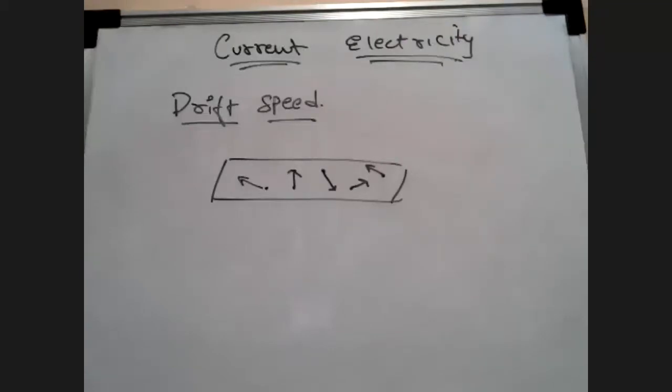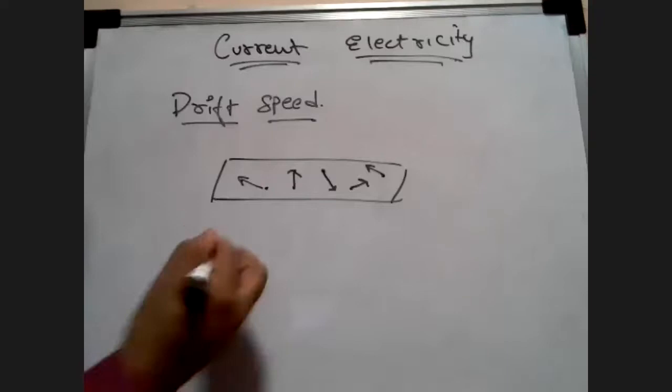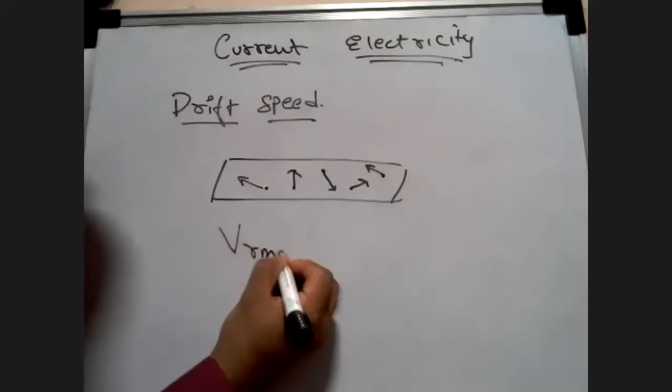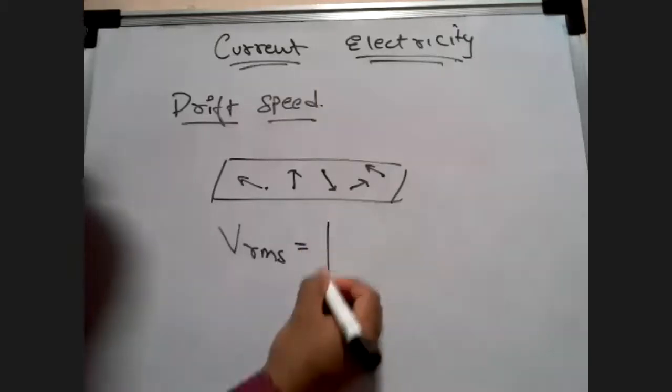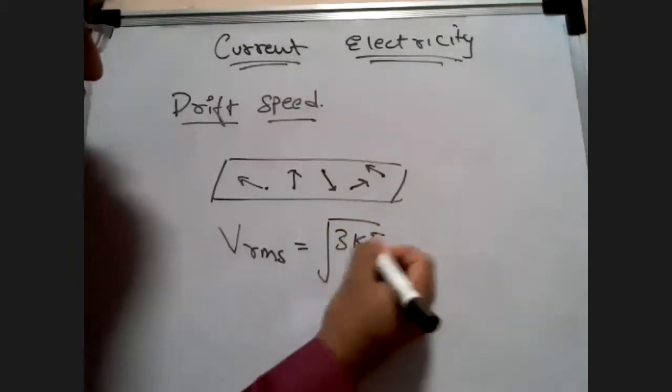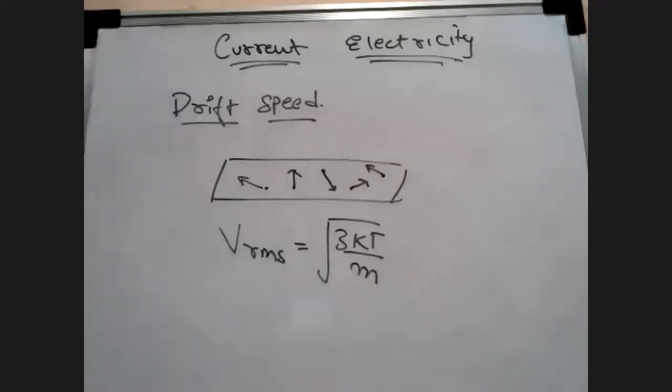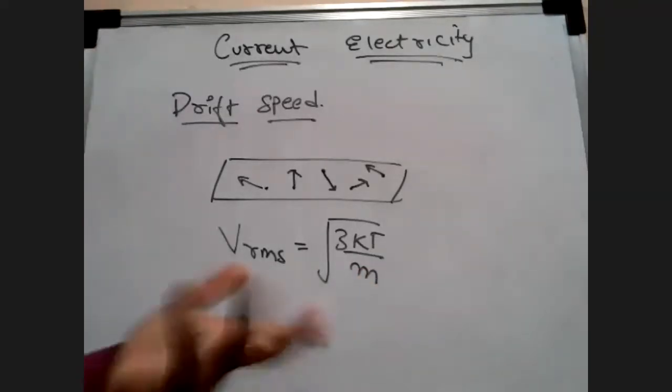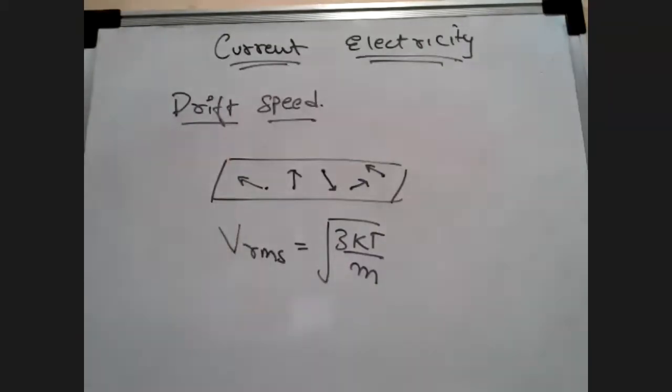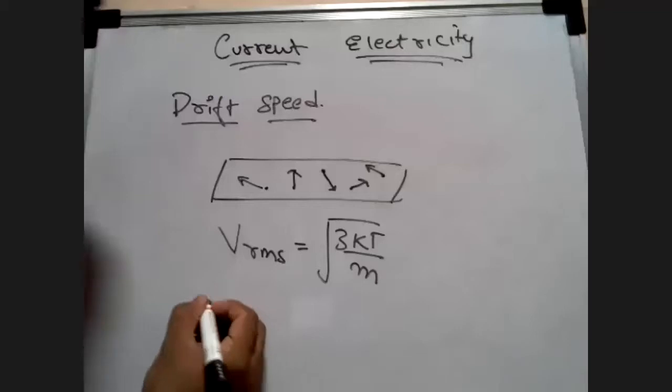Ultimately, by experimentation, I hope you all have studied this in gases, while learning about the characteristics of a gas. So you will know that the RMS velocity is basically what? Remember, the square root of 3kT upon mass. But mass here belongs to what? The mass of an electron. And k is the Boltzmann constant. T is the temperature in Kelvin. So substitute room temperature and see what the speed is.